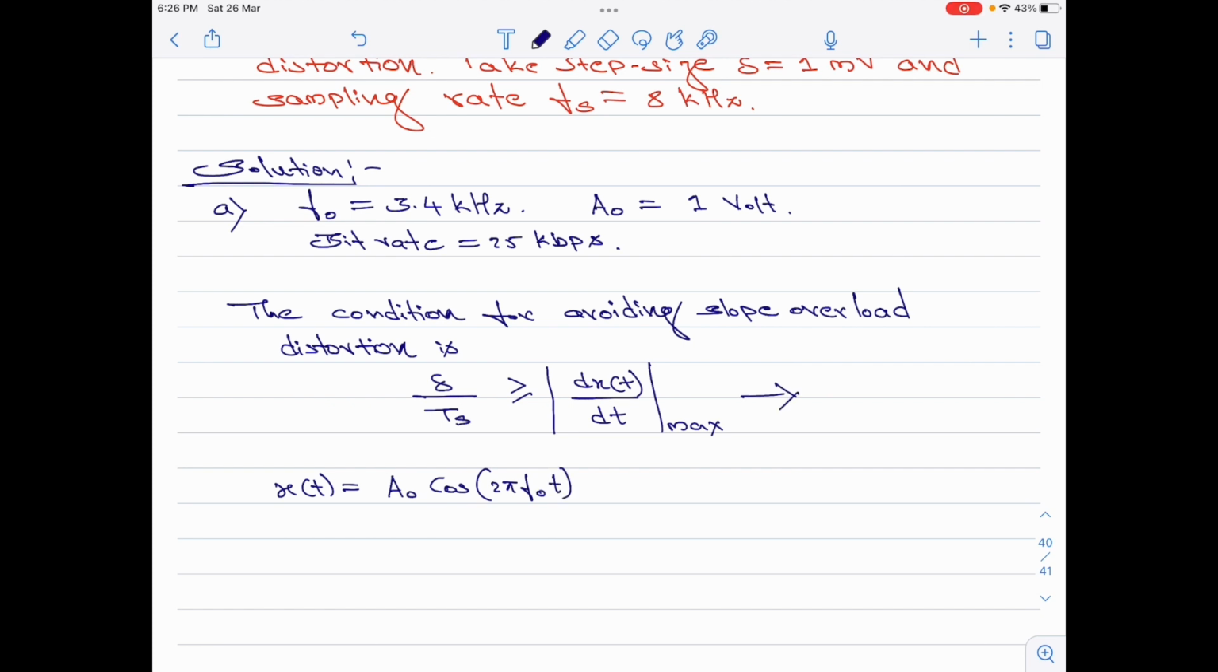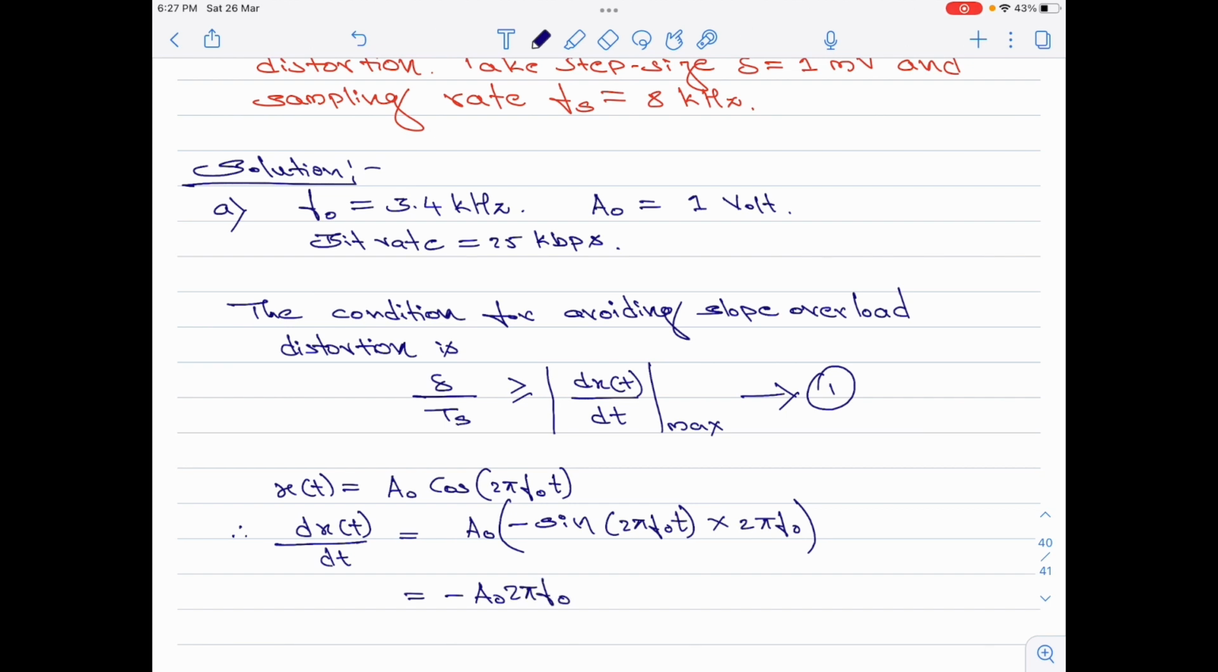Since we want to find the maximum value of dx(t) by dt, I will differentiate x(t) with respect to t. Therefore, dx(t) divided by dt is equal to A0 into the differentiation of cos, which is minus sine. So, this will become minus sine of 2 pi f0 t multiplied by the coefficient of t, which is 2 pi f0. This is equal to minus A0 into 2 pi f0 into sine of 2 pi f0 t.